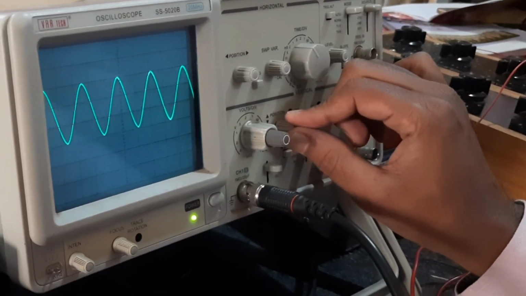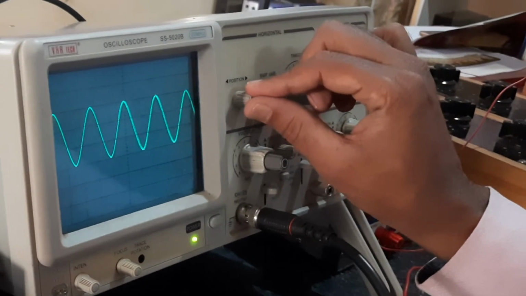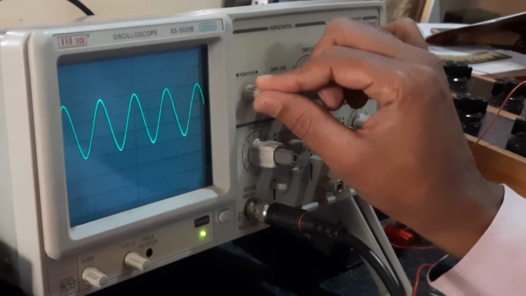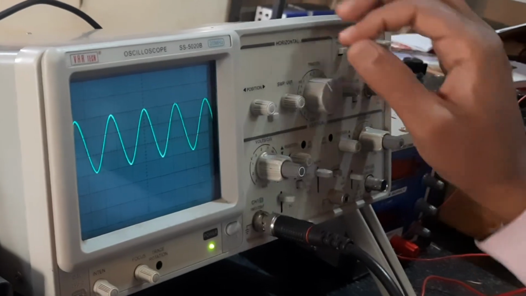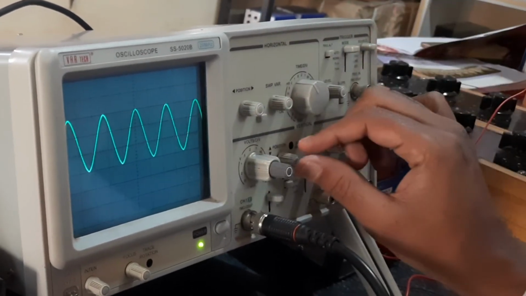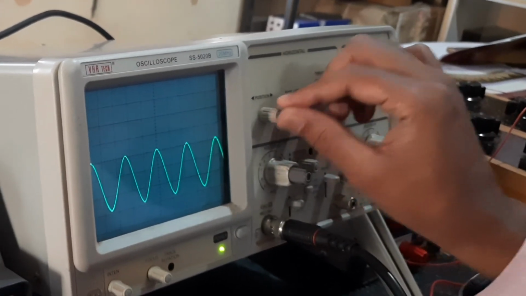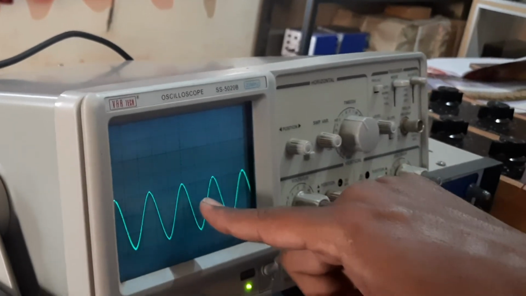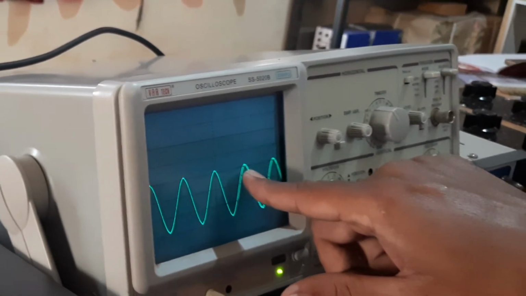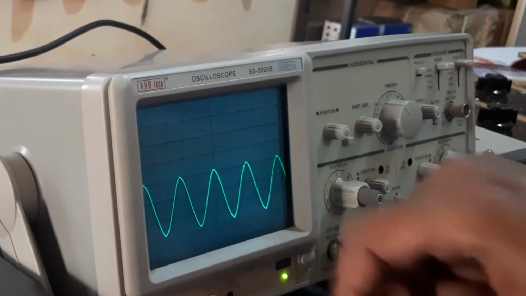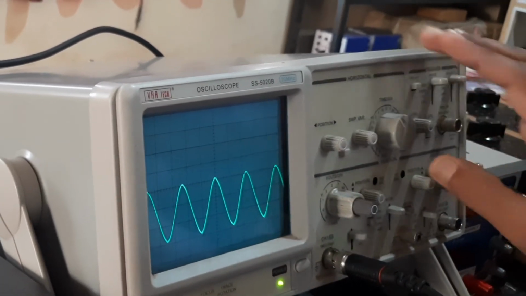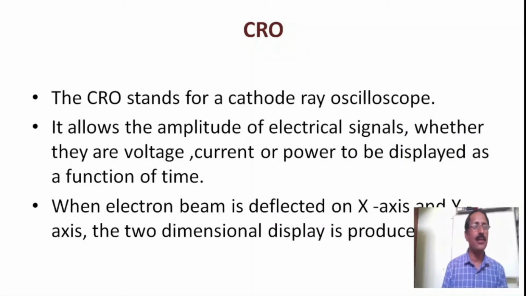It is the most adaptable tool because it allows the amplitude of electrical signals, whether they are voltage, current, or power, to be displayed as a function of time. When the electron beam is deflected on the x-axis and y-axis, a two-dimensional display is produced. It is a kind of voltmeter which uses a beam instead of a pointer, and a kind of recorder which uses an electron beam instead of a pen.